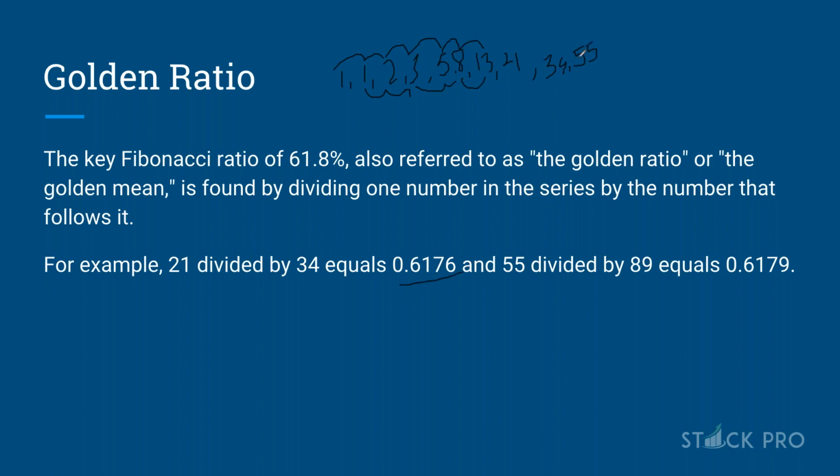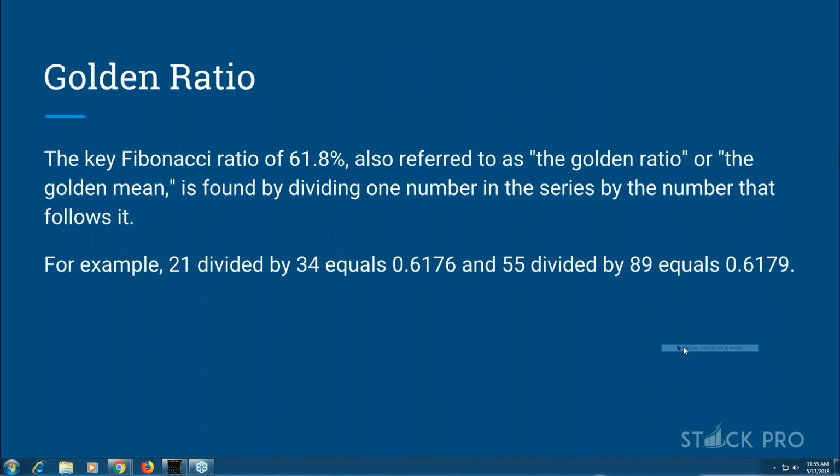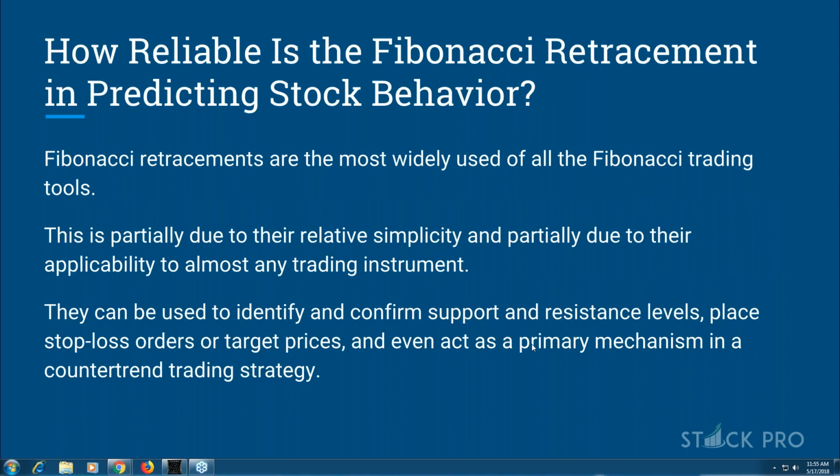So how do you get this ratio 0.6175? Whenever you divide the preceding number by the succeeding number, you get about 0.6176. 21 divided by 34, 13 divided by 21, 8 divided by 13, 5 divided by 8, and so forth will get you this golden ratio, right? So this is how you get the golden ratio. All right. So this 61.8% is a very, very important ratio for retracing a stock's price.